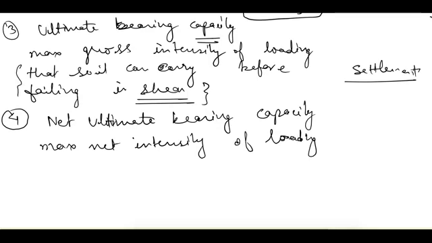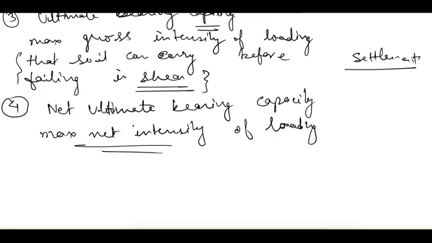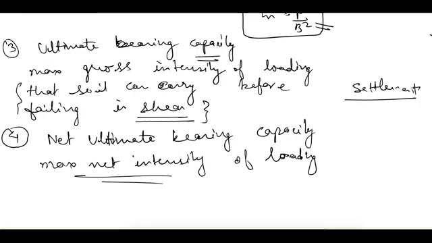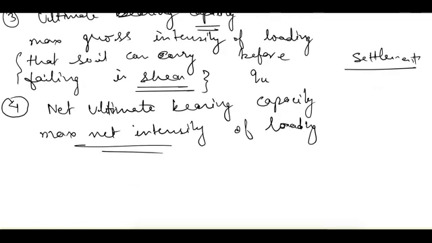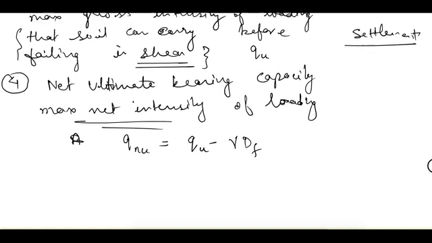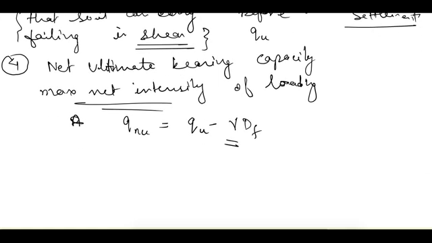So the rest of the part is the same, but it is the maximum net intensity of loading. And how do we denote the net intensity of loading? Let's say the ultimate bearing capacity is denoted with Qu, then the net ultimate bearing capacity, denoted with Qnu, would be equal to Qu minus gamma df. So earlier we saw the difference between gross and net. In net we deduct the overburden pressure because it was there already before the construction.